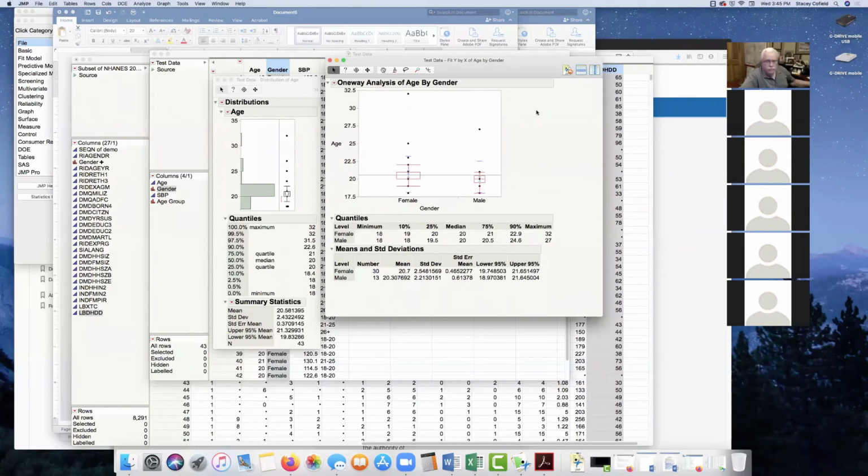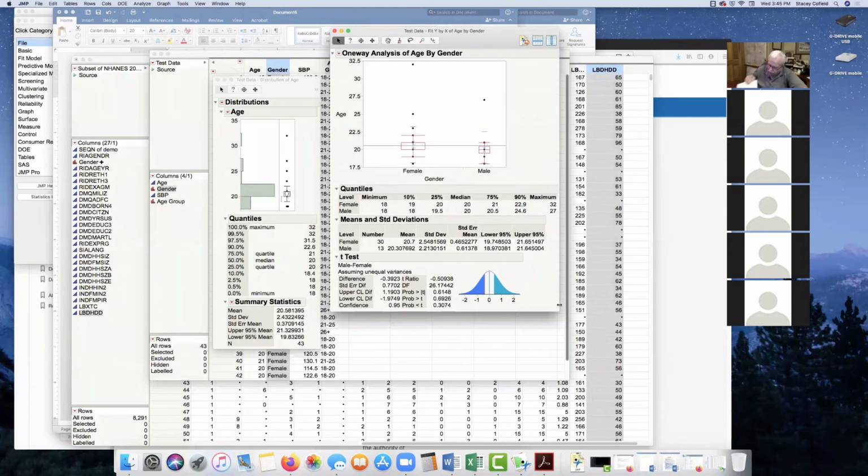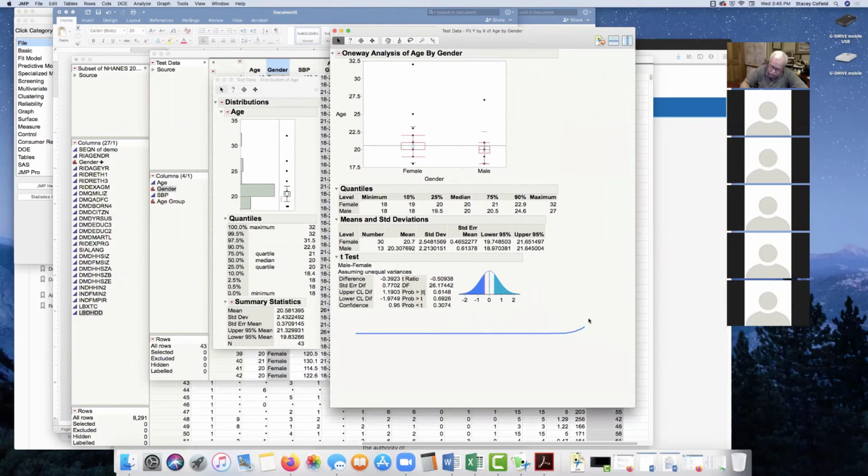For a t-test, I want to ask, is there a difference in the mean age between males and females? I know my mean age is 20.6 overall. Is there a difference between males and females in their mean age? So I've got my summary statistics here. I can go up and ask for a t-test this time. You get this standard output for a t-test. We'll look at the ANOVA option in a second.